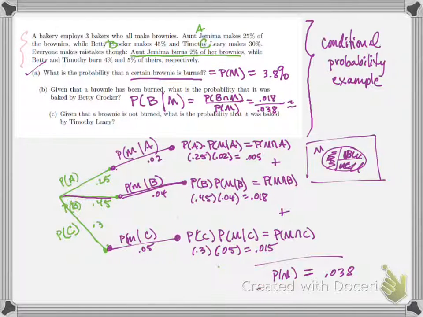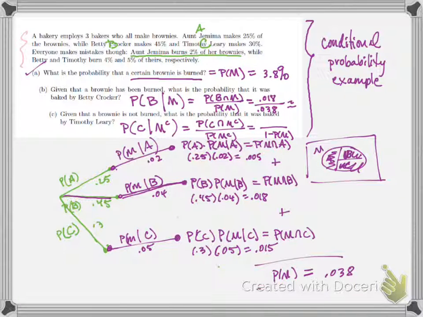Okay, so let's set up C. Given that a brownie is not burned, what is the probability it was baked by Timothy Leary? So what's the probability event C occurred given that it wasn't M? So let's be careful here. This is the probability of C and not M over the probability of not M. Well, the probability of not M is just going to be 1 minus the probability of M.